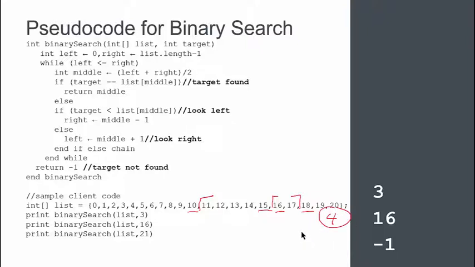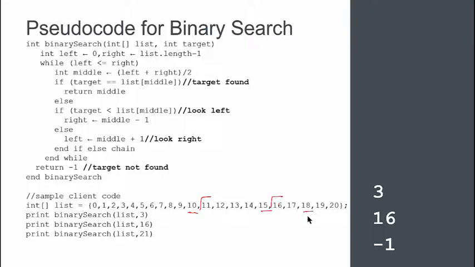Now, what about the 21? How many times will it take us to discover that the 21 is not there? Well, let's check it out. Again, we start at the 10, because that's the middle. 21 is greater than that, so we go to the right. Then we go to the 15. 21 is greater than that, so we go to the right again.